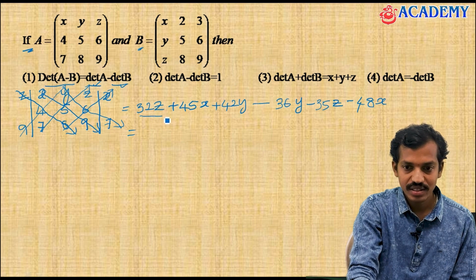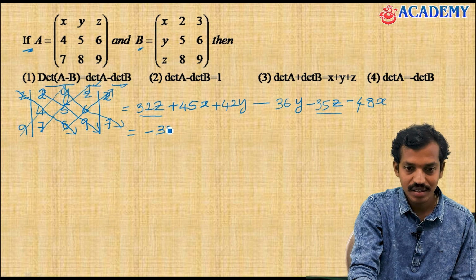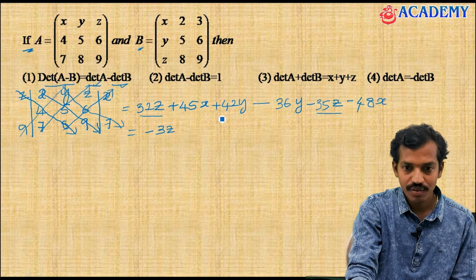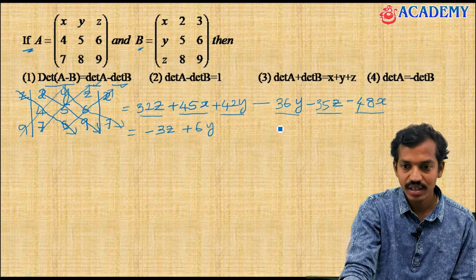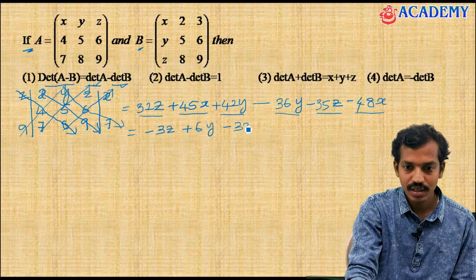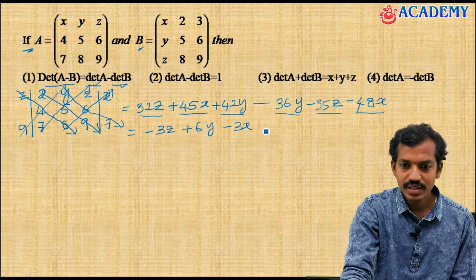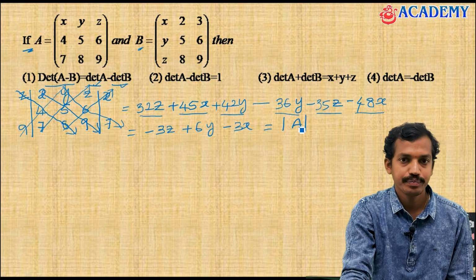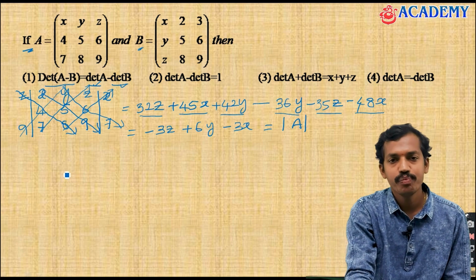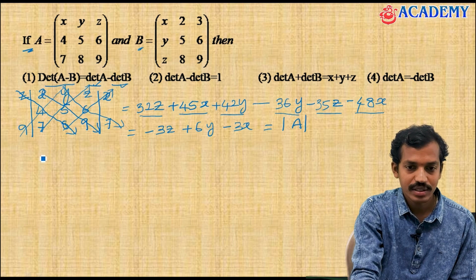Here we have 32z and 35z with a minus, that is minus 3z. Next, 42y and minus 36y is indirectly plus 6y. Next, the x value: 45x and minus 48x is minus 3x. This is the determinant of A. Here I am writing the determinant of B, the other matrix.